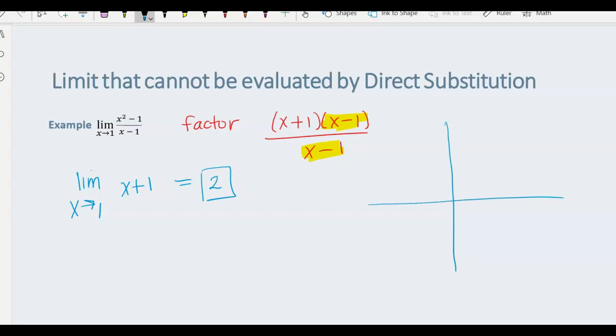This graph is going to look like this. It looks exactly like the line x plus 1. The only difference is that there's a hole in the graph right here when we're at 1. Right? There's a hole in the graph. But we're still able to analyze it because algebraically we were able to remove that discontinuity, and we can see from the graph that from the left-hand side and the right-hand side, they're both approaching the same output value.